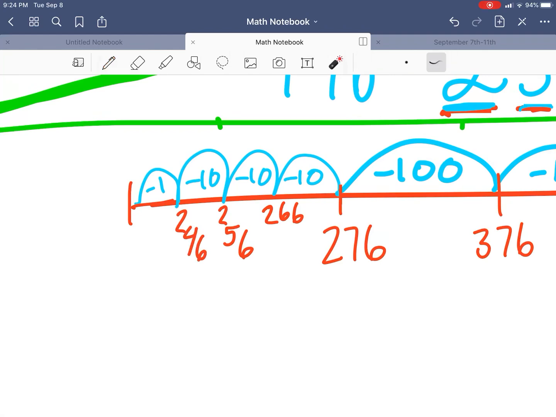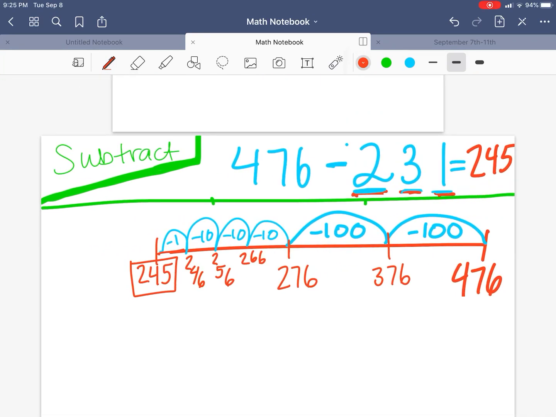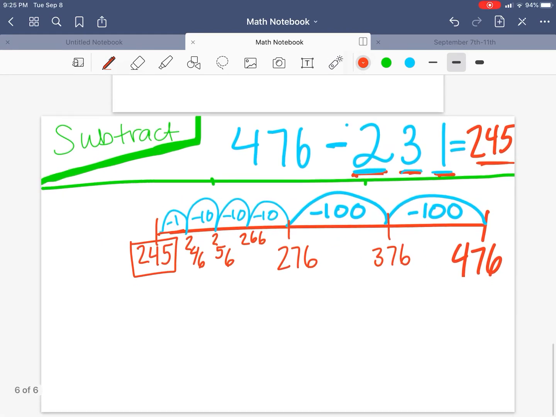246. Now we have one more, minus 1. 246 minus 1. 245. All right, so that is the answer, 245. And that's what we got last time when we did it with base 10 blocks. All right, my friends. So that is how you subtract on a number line.